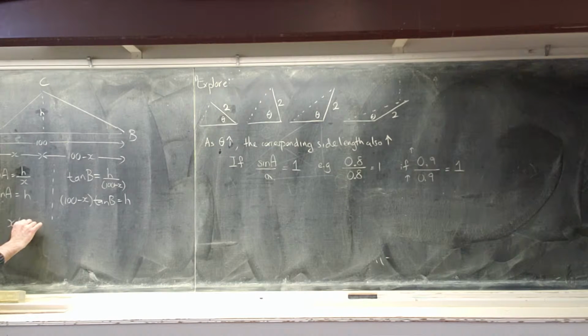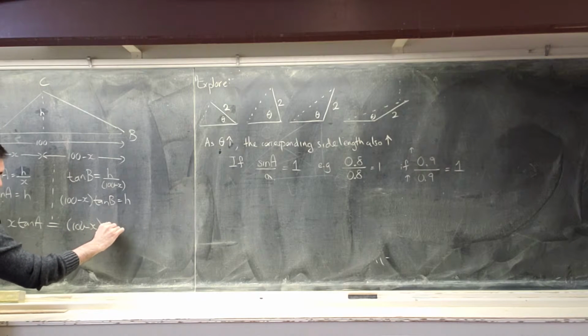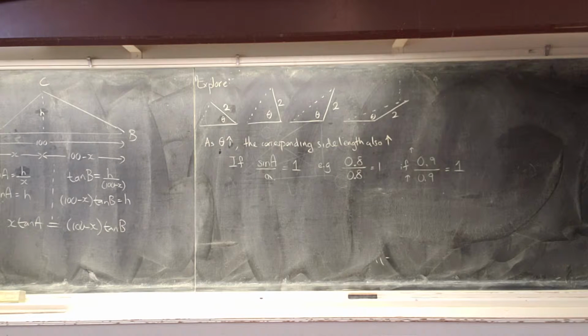So x tan theta is equal to 100 minus x tan b. Just call it theta, a and b. Okay? Somewhere along the line, we need to ask ourselves a what if question. We use tangent to associate two triangles together. What if we, give me a what if question. We use tangent to associate these two triangles. What if we did sine?